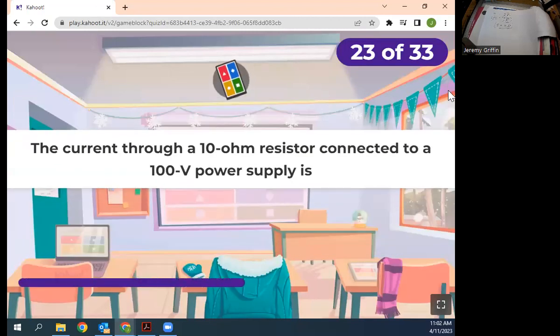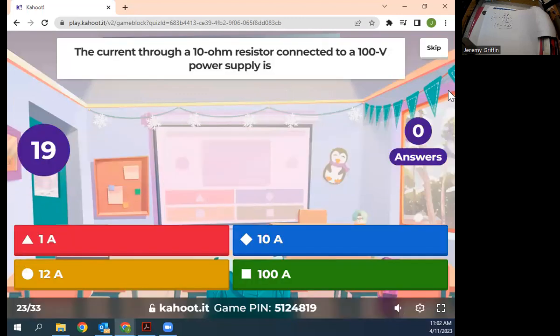Current through a 10 ohm resistor connected to a 100-volt power supply.